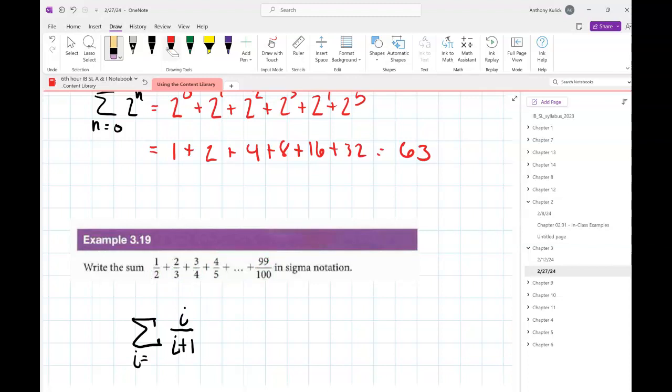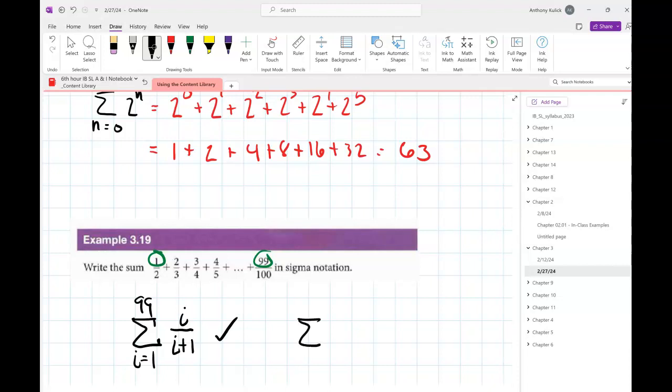Now, for my series, what number should I start with? 1. Because when I plug 1 in for I, it needs to be the numerator of the very first one. Everybody agree? What should be the number my series ends with? 99. That'll do. Is this the only way you could do this?